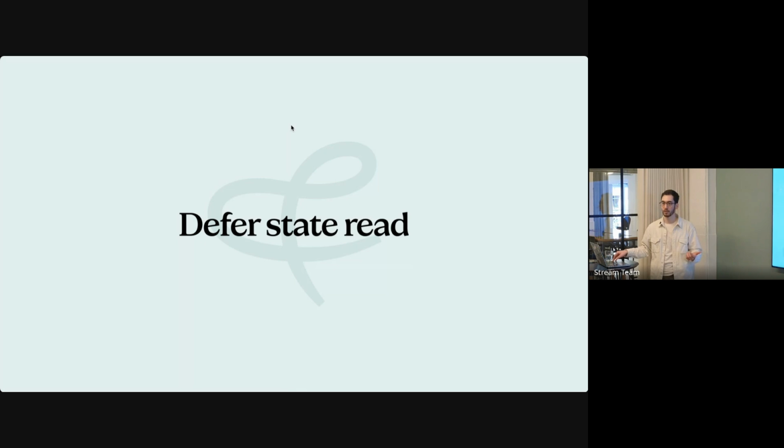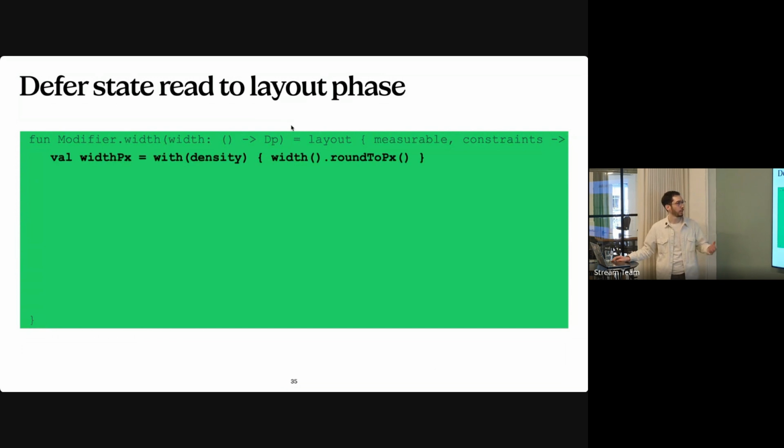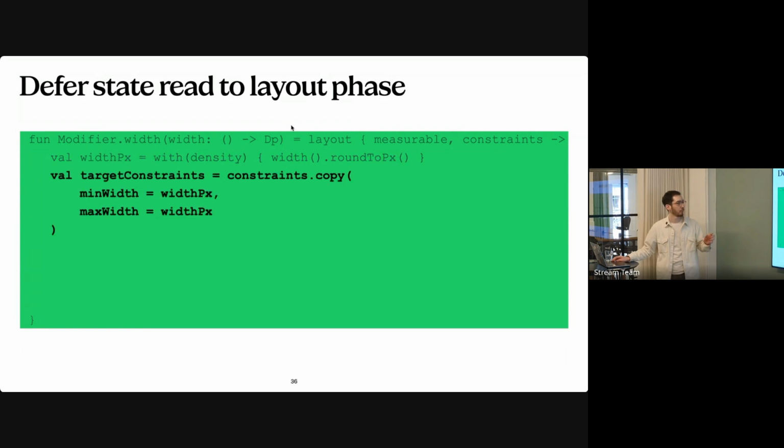Unluckily, Google doesn't have this modifier with a lambda out of the box, so we have to create our own. I already shared the code in the channel, so you can find it easily. But if we want to go through it quickly, it's basically a layout modifier. It gets a measurable, which is our composable, and some constraints. And then we can get the width in pixels.